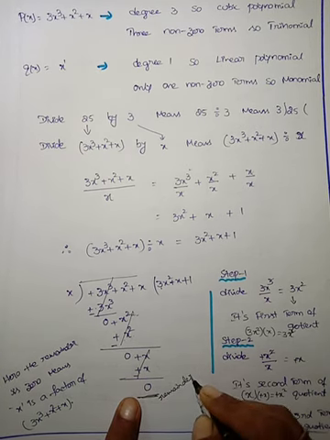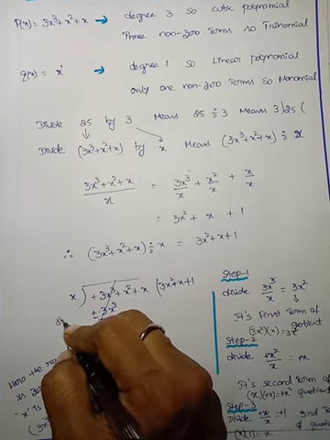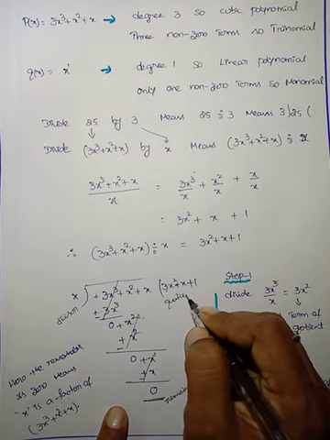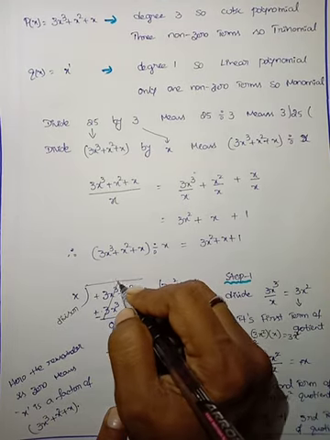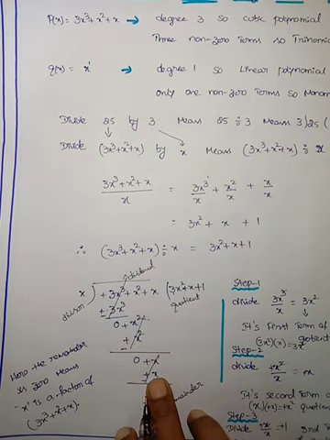This is the remainder. Remainder is 0. This is the divisor. This is the quotient. And this one is the dividend.